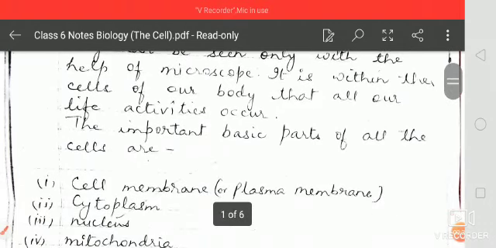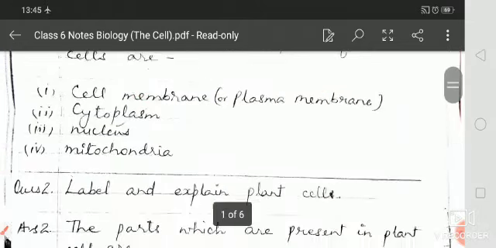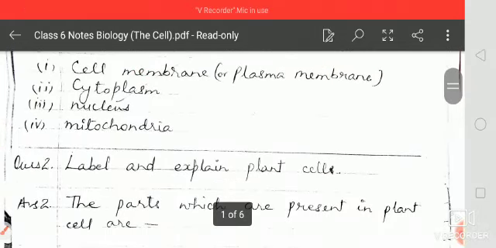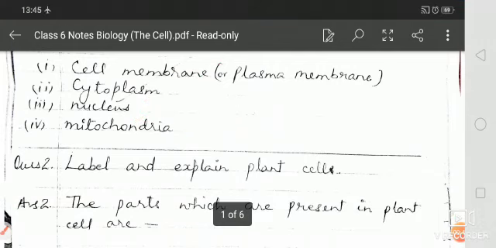That means cells are very small, and it is within the cells of our body that all our life activities occur. That means with the cells all activities occur, and the important basic parts of the cells are cell membrane, cytoplasm, nucleus, mitochondria, Golgi body, etc.